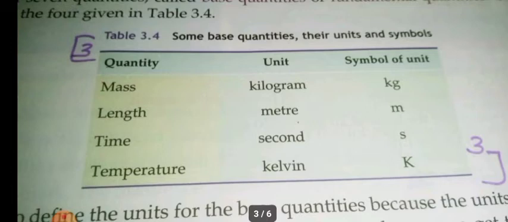Fourth one, temperature. The unit of temperature is kelvin. It should begin with the small letter k. And the symbol of the unit is capital K. Symbol should be capital K, but while you are writing in words, it should start with the small letter k. Is it clear, children?